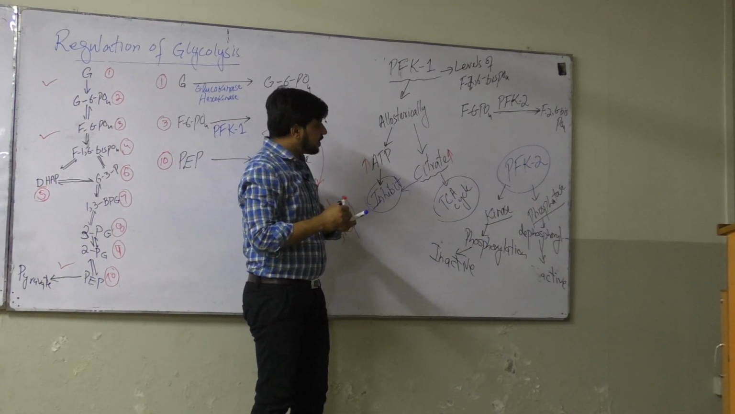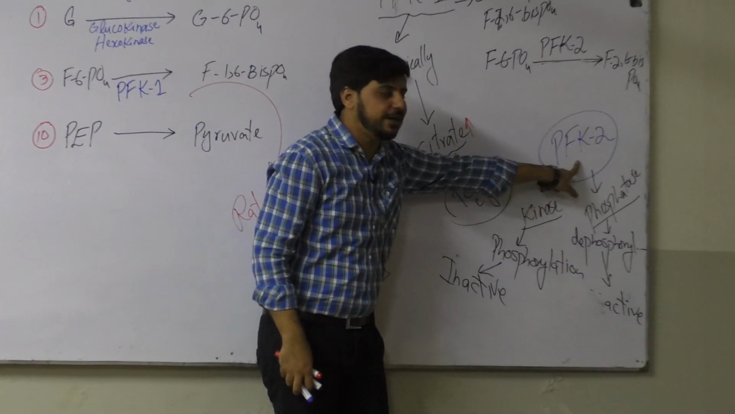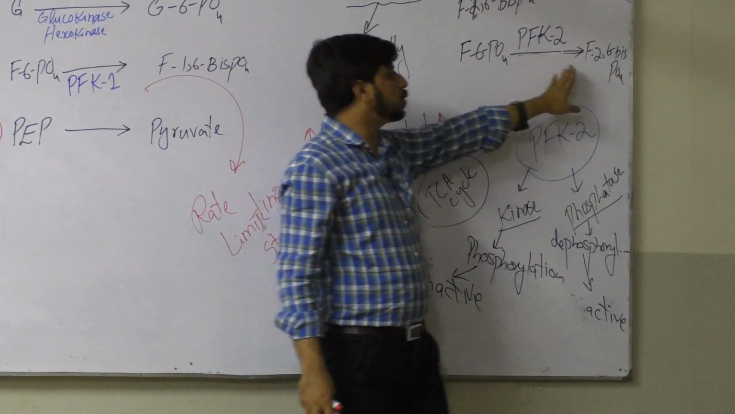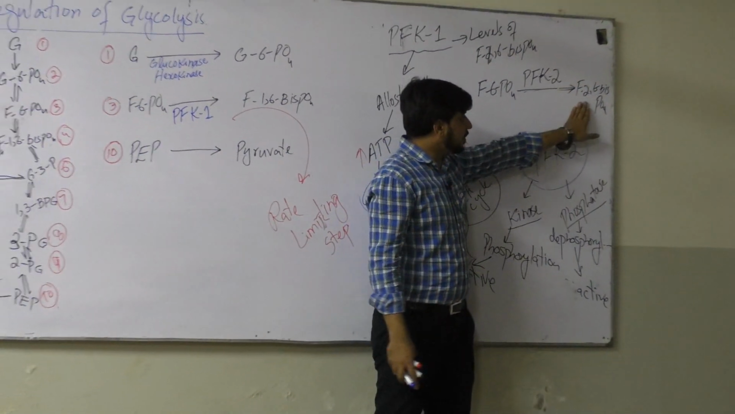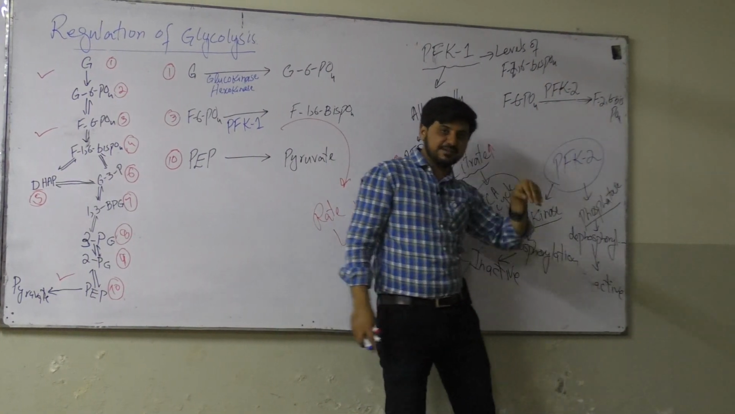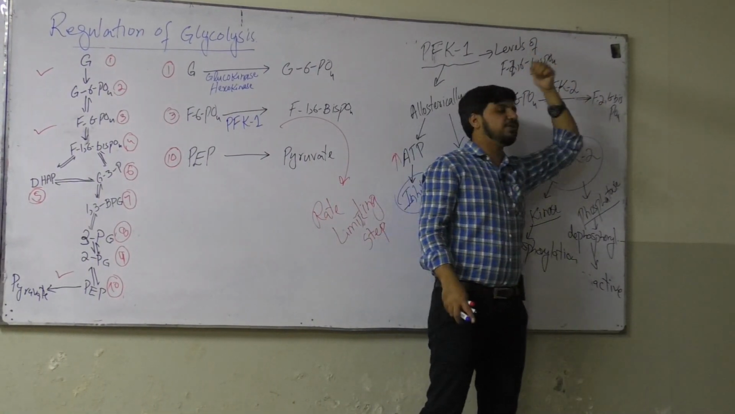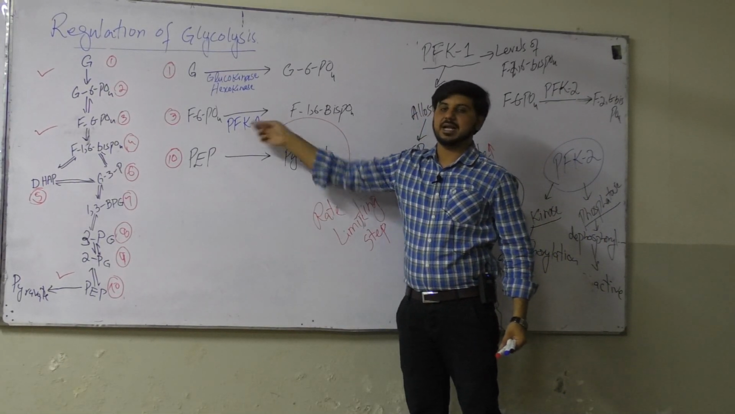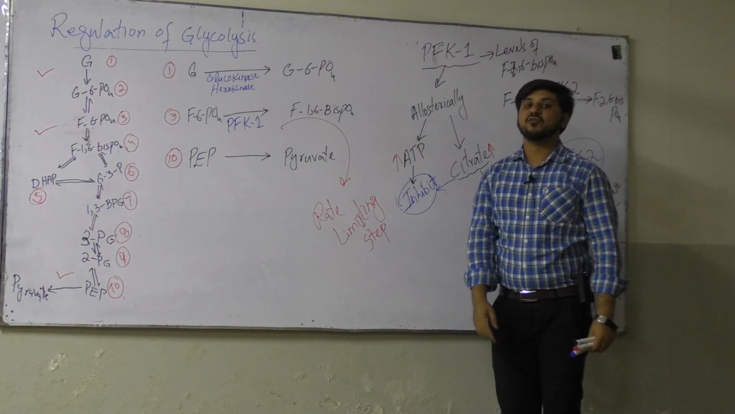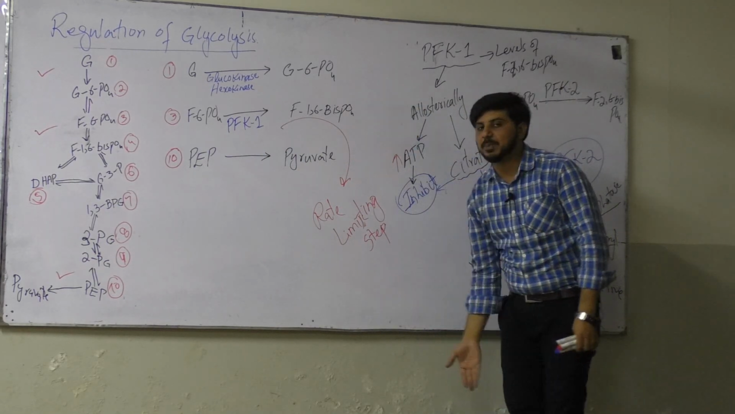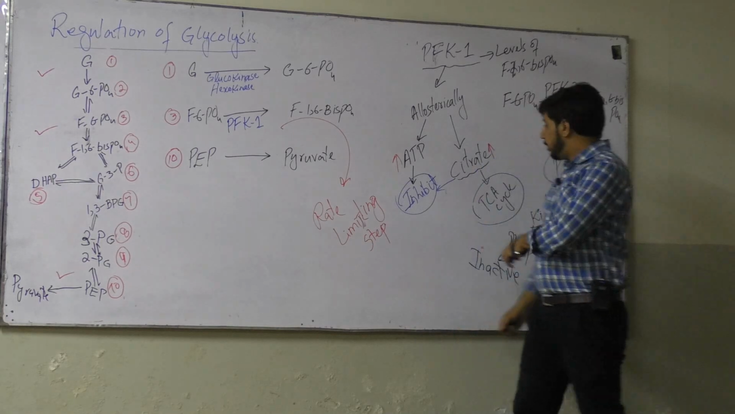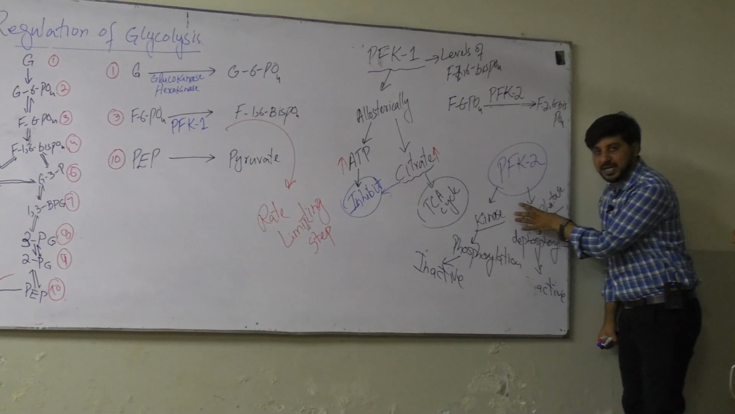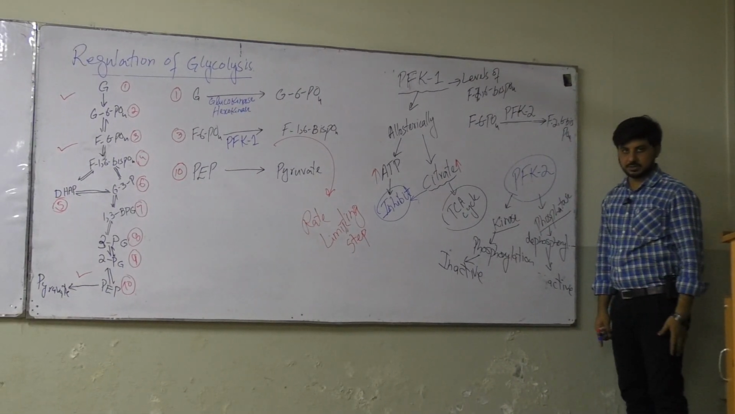And when this enzyme becomes active, what will it do? It will phosphorylate fructose 6-phosphate into fructose 2,6-bisphosphate. When the levels of fructose 2,6-bisphosphate increase, these increased levels activate phosphofructokinase 1. As a result, this reaction will move forward and the glycolytic pathway will start. The question here is how these two domains are regulated.